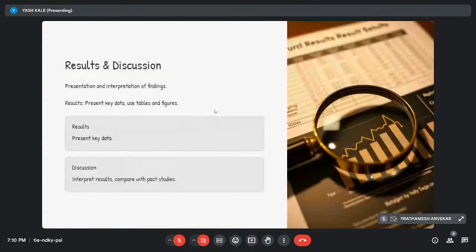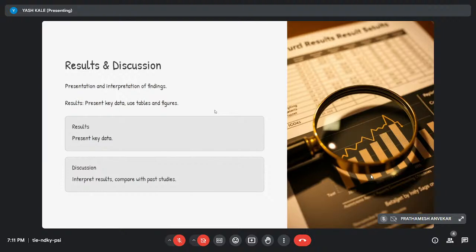So the next part is the results and discussion. In this section, you present the data that you've collected using tables or graphs or charts to clearly display your results. You should make sure to label everything properly.